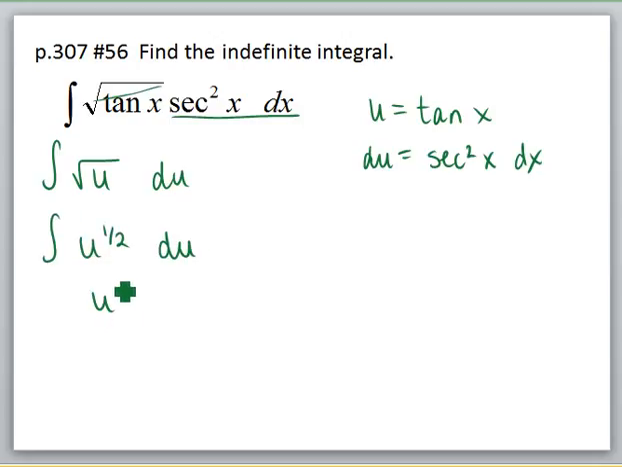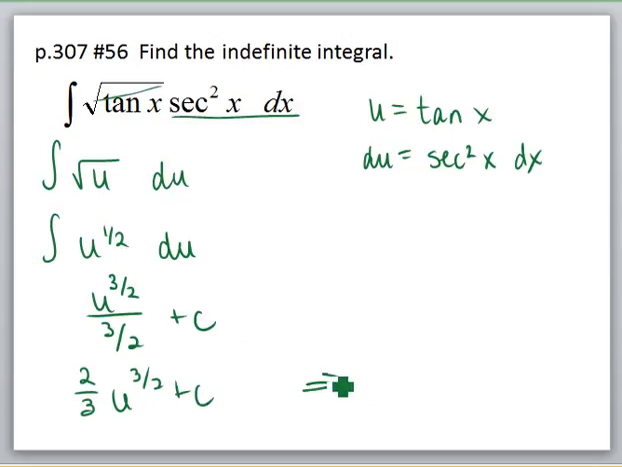So I'll raise this by 1 and put it over that power, and I'll have plus c. So I end up getting 2/3 u to the 3/2 plus c. So that gives me my final answer once I plug back those x values. I won't forget that again. 2/3 tangent x to the 3/2 plus c.